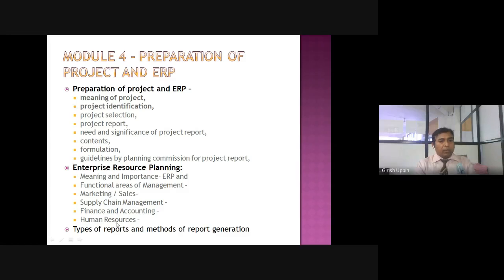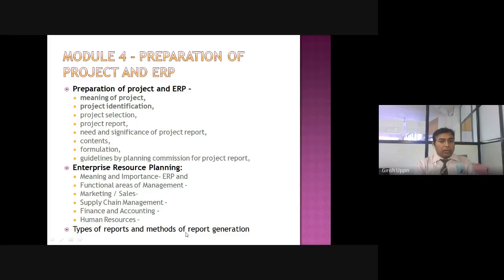Then the last one is the human resource department. Human resources mainly deal with acquiring the human resources, training them, and making sure that the human resource needs are taken care of for a particular organization. So that is human resources.